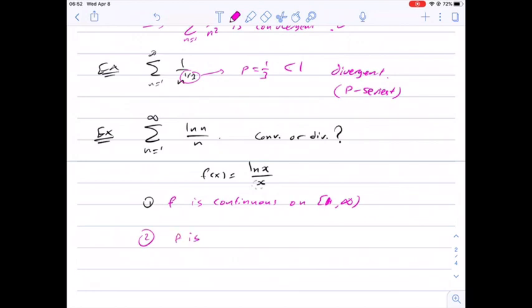Second, f is defined, because the problem here happens when x equals 0, or when the values of x are negative or 0, because natural logs are defined for positive values. So on this interval 1 to infinity, we don't have any problem.